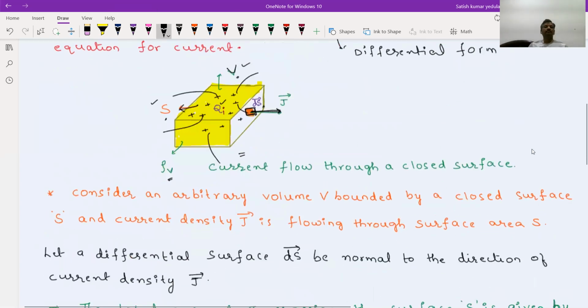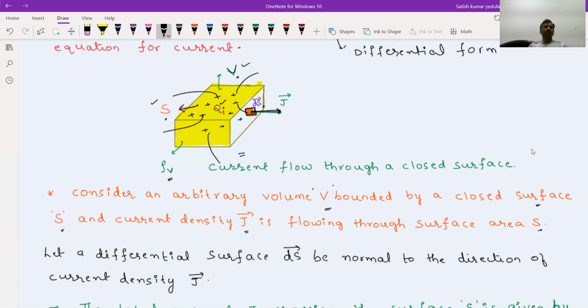Now, let us try to write some statements about this particular diagram. Consider an arbitrary volume V bounded by a closed surface. So the volume is enclosed by a closed surface. This is what the divergence theorem relates. An arbitrary volume V is bounded by a closed surface S, and current density J is flowing through the surface area S. Surface or surface area, both are denoted by S only.